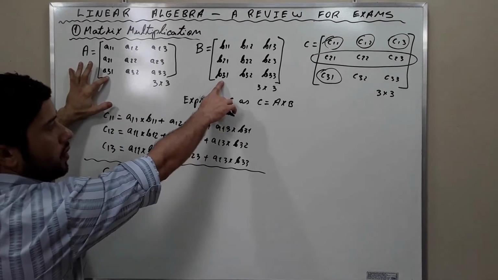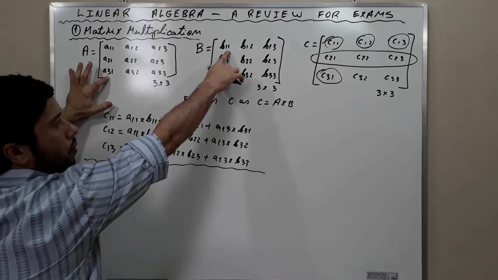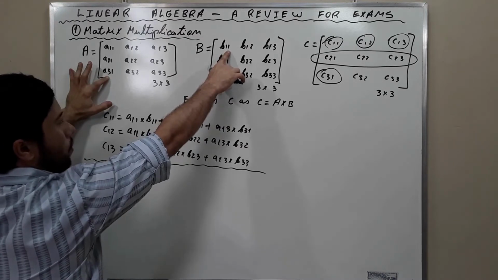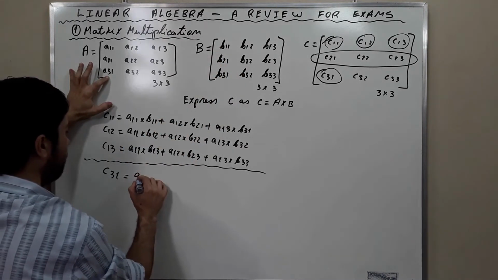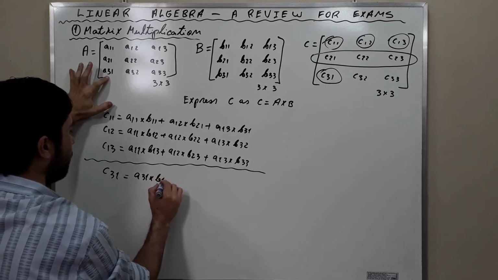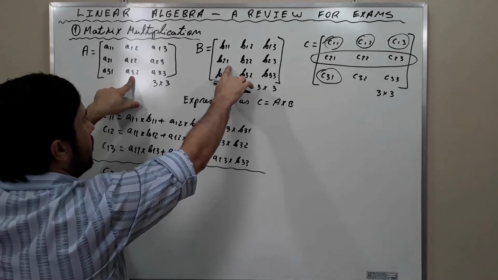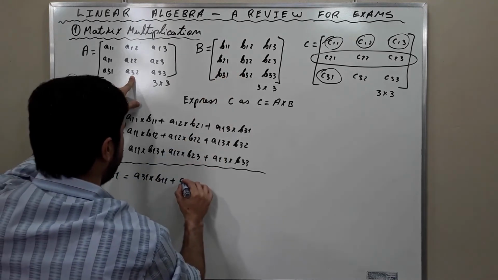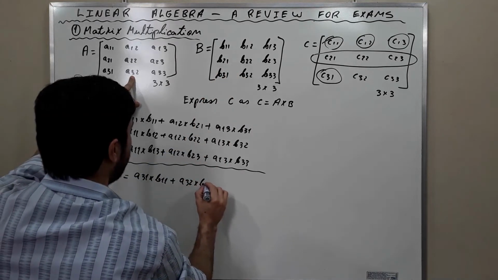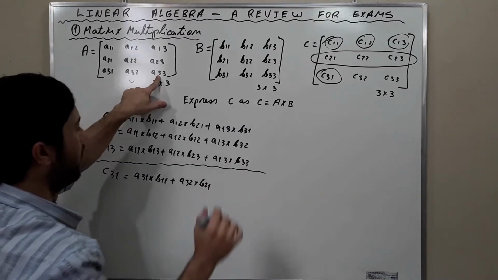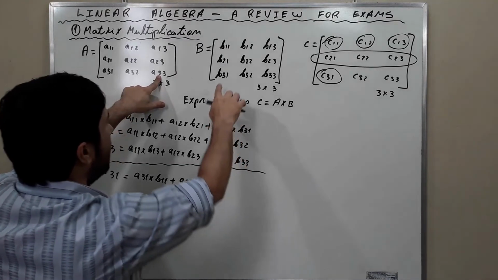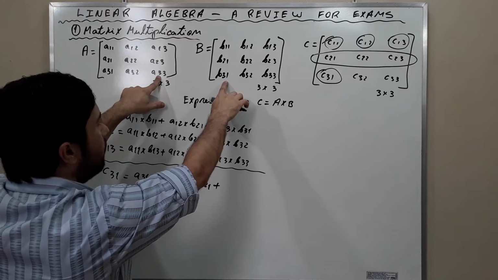A31 times B11 plus A32 times B21 plus A33 times B31.